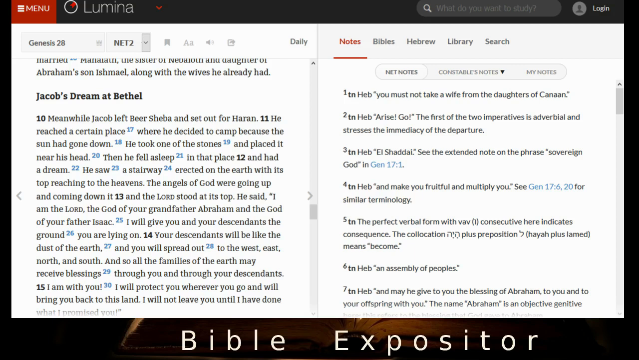And we see there the phrase, the ground you're lying on, and there's just no way to take that other than literal. Also, the references to the four compass points and the families of the earth, that's all talking about this world.